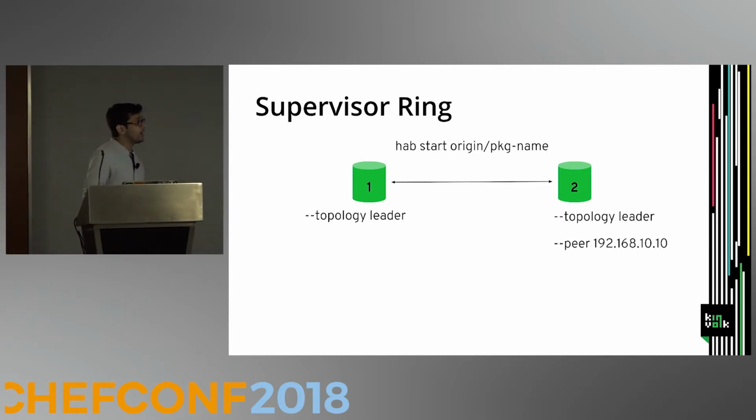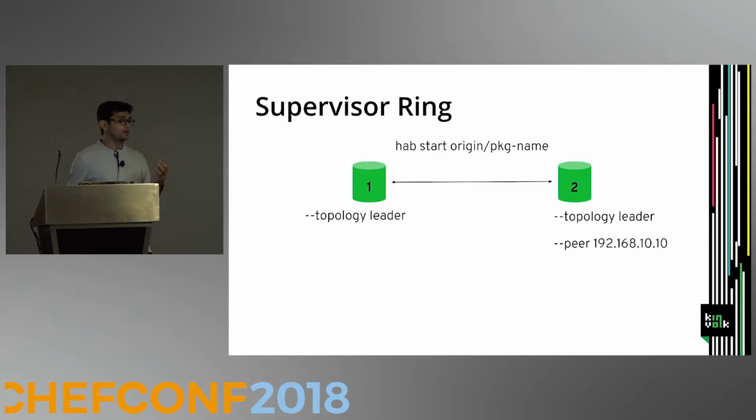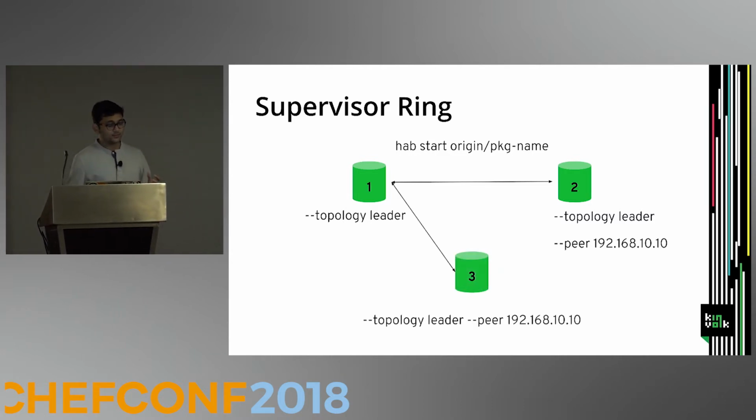And you might not be happy with just two, so you might want three for a minimally fault-tolerant system. That's when you start the third supervisor, and this starts talking to the first because it knows the IP address of the first supervisor. Now, the supervisors use a gossip protocol to spread information amongst themselves, and that's when it can also be made aware of the second supervisor, thus forming what's called the supervisor ring.